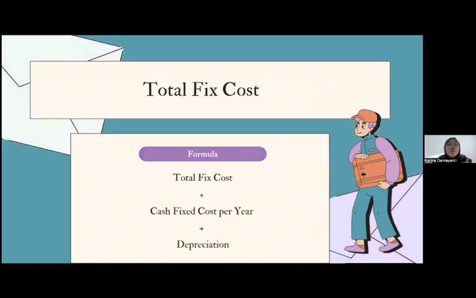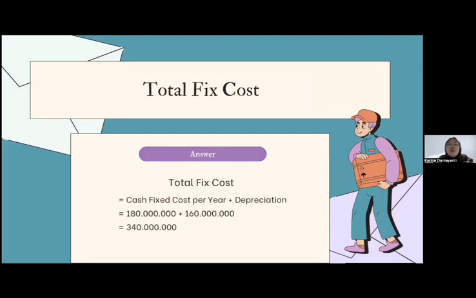So step 2, we calculate total fixed cost. Total fixed costs include annual fixed cash costs, which are 180 million yen, and depreciation, which is 160 million yen. So the total fixed costs are equal to 340 million yen per year. Next.